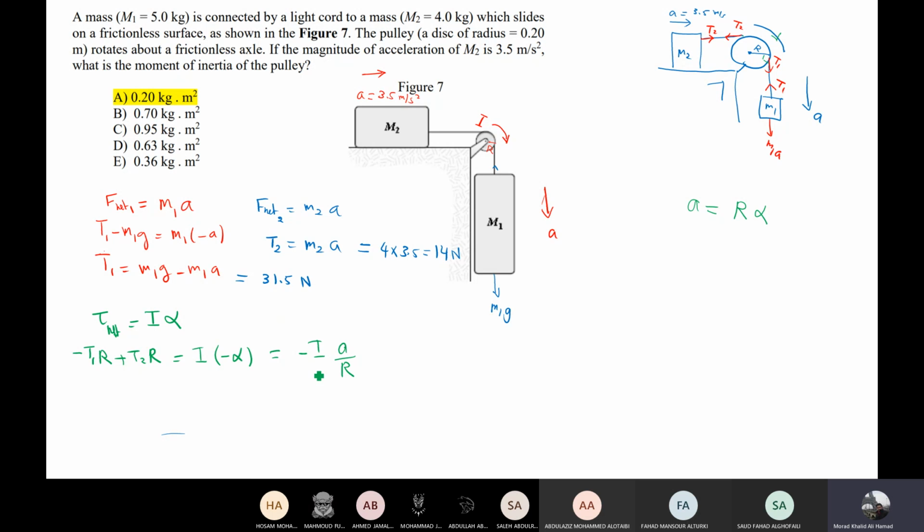What is the moment of inertia? We need I. Just rearrange. Multiply by minus just to get rid of this minus, multiply by R and divide by the acceleration. So I will equal T1R, sorry, minus T2R, because I multiplied by minus, multiplied by R divided by the acceleration. Am I correct?